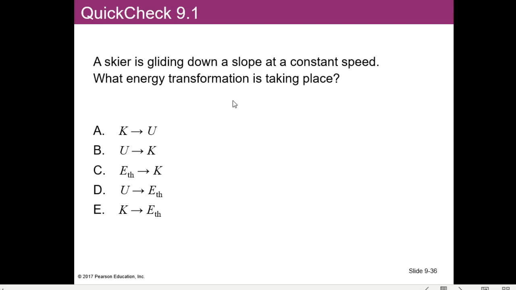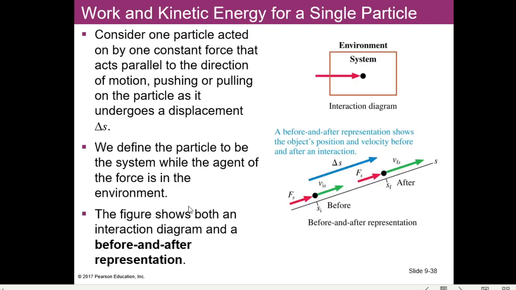And if you said that, well, if he's going at constant speed, there must be friction, you were right. There is friction acting on the skier, and therefore there's thermal energy being produced. So there's the correct answer. He had gravitational potential energy, and he's heating up the snow and his skis.